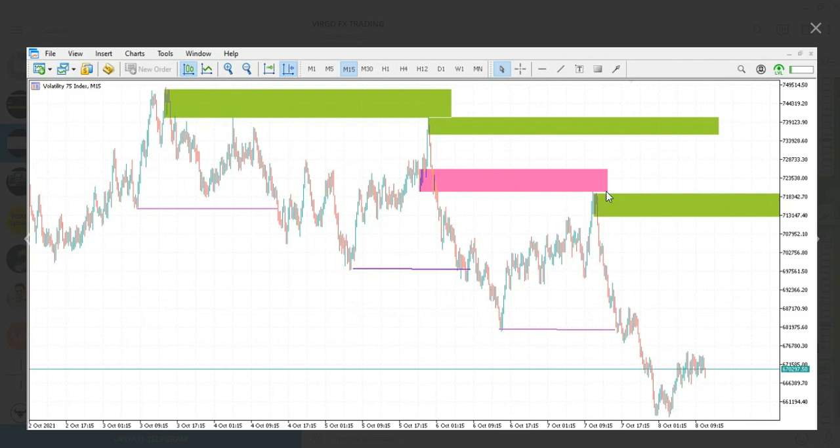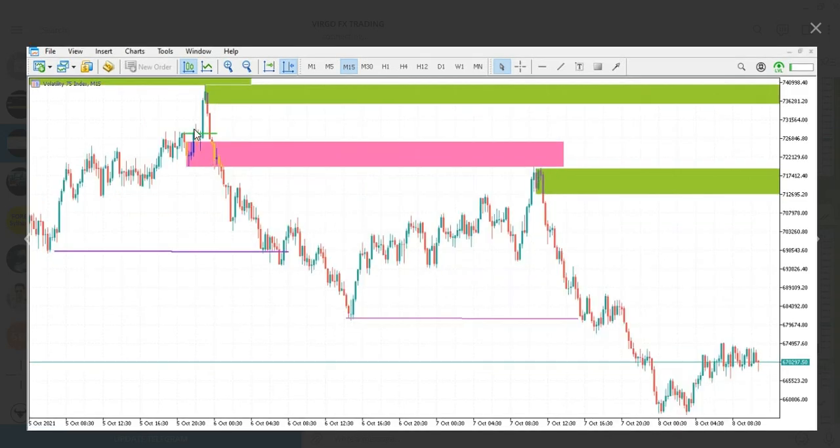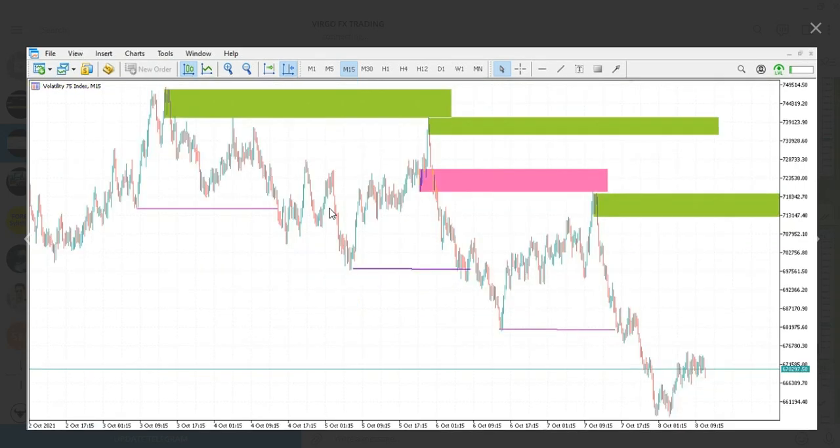But why did it come to mitigate above here? Let's see. Because we have a structure that was broken here with a microstructure. Remember, this is a macrostructure, this is a microstructure. By the way, this is sniper entry number 4 here. This is sniper entry number 5 here.